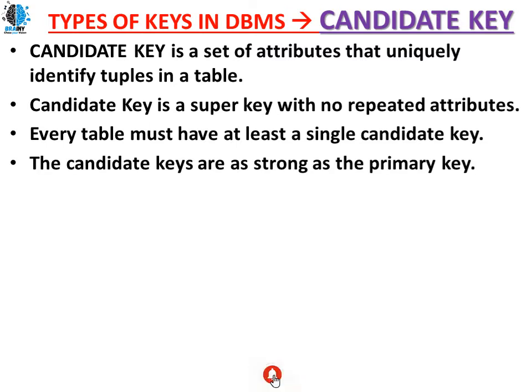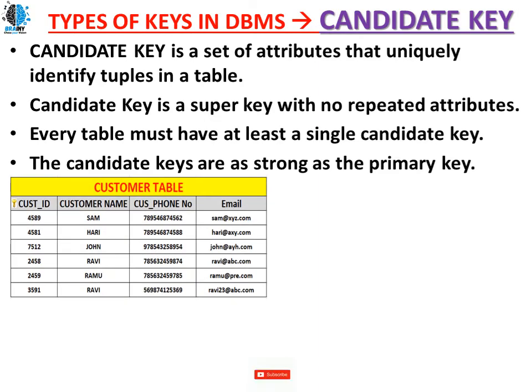So candidate keys are as strong as primary keys. The functionality of candidate keys is the same as the primary key. Primary keys will make sure you have unique data in a table. Candidate key is also making sure that the data in a table should be unique. So let's see this customer table. I have a customer ID as a primary key, customer name, customer phone number, and customer email address.